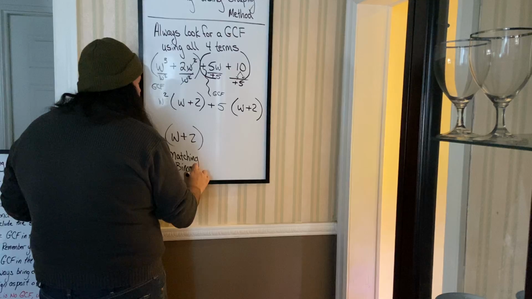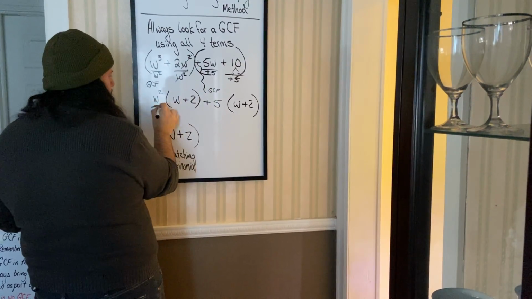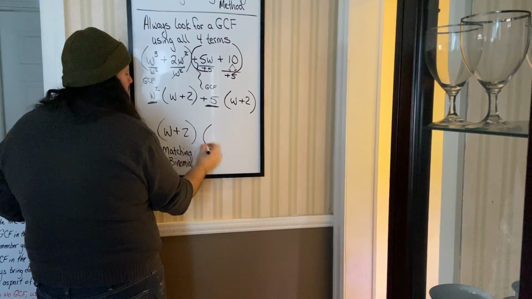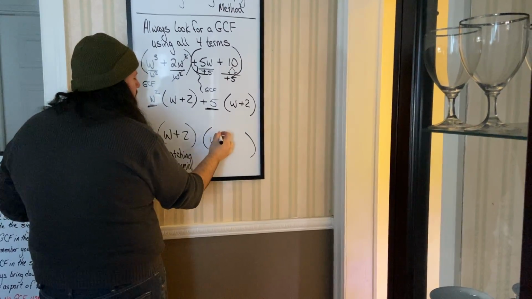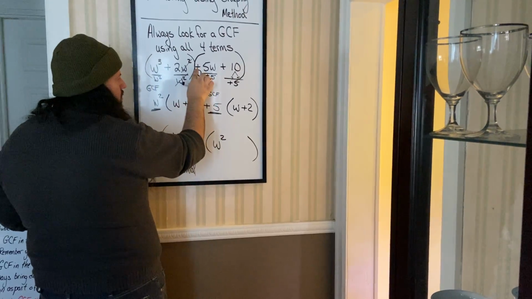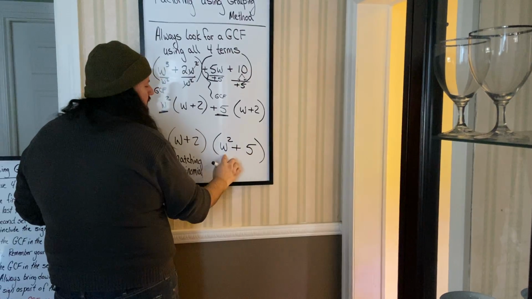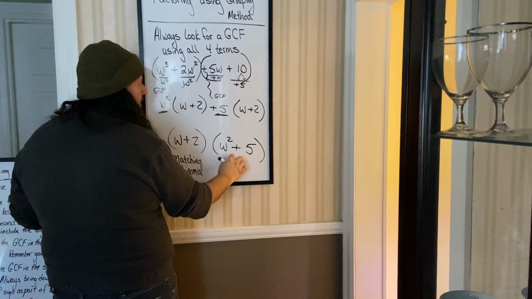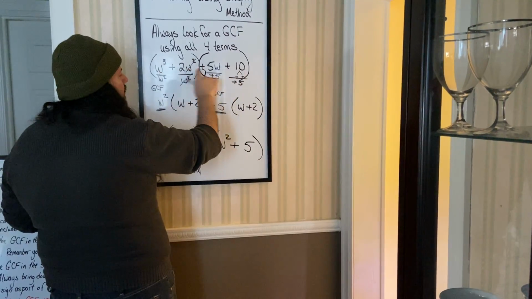And then the GCFs that we found in step 2 and step 3, this and this, they'll make up your other set of parentheses. W squared, and now you can see why I made a big deal to drop that sign, plus 5. This should be also a binomial as well, because if I distribute, I will get these 4 terms.